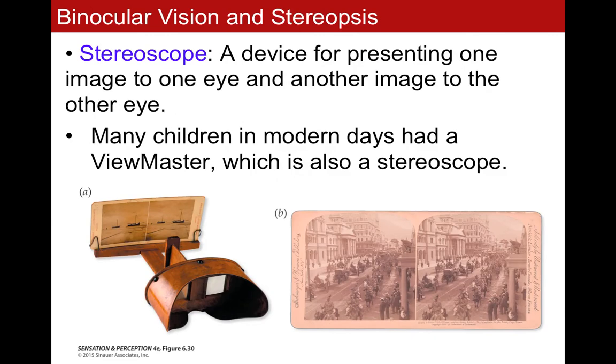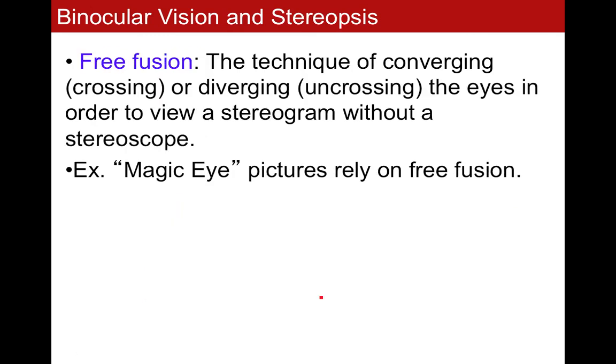Briefly, we used to have these stereoscope devices, not like this, but a little different. Basically you present an image to one eye and a different image to the other eye, and your brain puts them together. Free fusion is a technique that people use to cross their eyes and uncross their eyes to view a stereogram without a stereoscope, like the magic eye pictures that you might have seen before. So try and do this one.